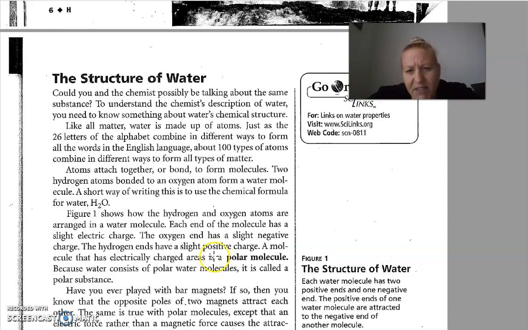To understand the chemist's description of water, you need to know something about water's chemical structure. Like all matter, water is made up of atoms, just as the 26 letters of the alphabet combine in different ways to form all the words in the English language. About 100 types of atoms combine in different ways to form all types of matter. Atoms attach together, or bond, to form molecules. Two hydrogen atoms bond to an oxygen atom to form a water molecule. A short way of writing this is to use the chemical formula for water, H2O.